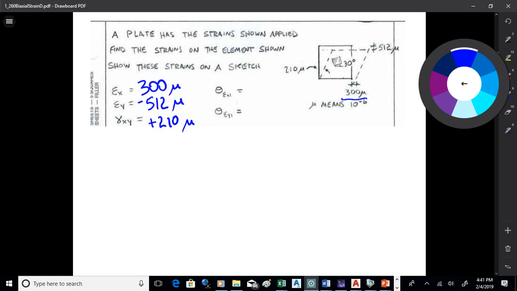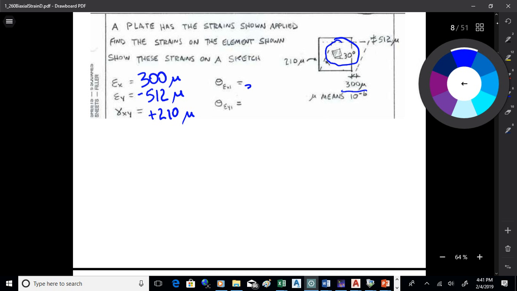Now what we want to know in this particular example is, if we have a square that was etched or drawn on that plate at 30 degrees with the horizontal before the plate is deformed at all, what will that square look like after we deform the plate? Notice you're not given how it deforms at 30 degrees, you're given how it deforms in the X and Y directions. So that's what we use the equations for, to figure out how it would deform at 30 degrees.